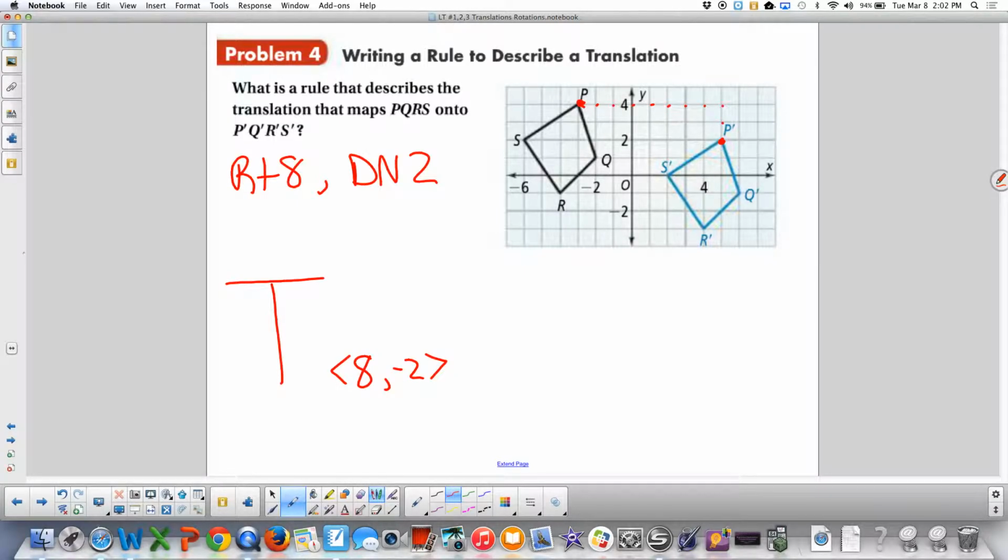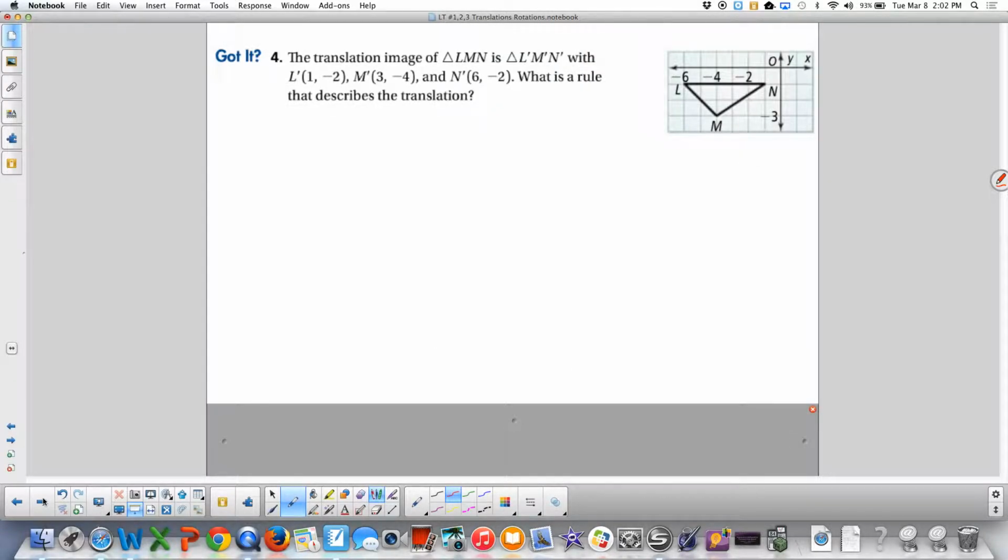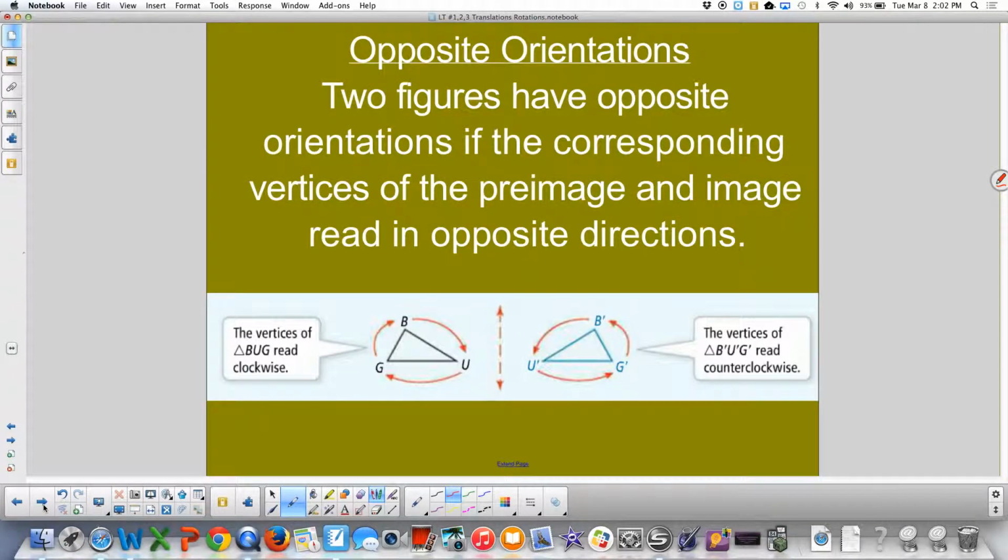And I applied that transformation to PQRS, and that mapped to P prime, Q prime, R prime, S prime. That's how you write it. So here's another way of looking at it, but you can see T(8, -2). We're going to skip this one. Opposite orientation. So that's it for translations.